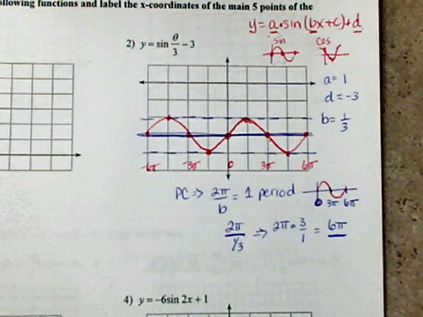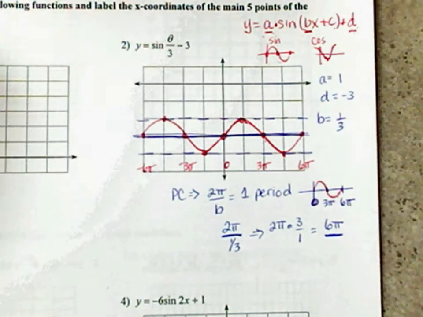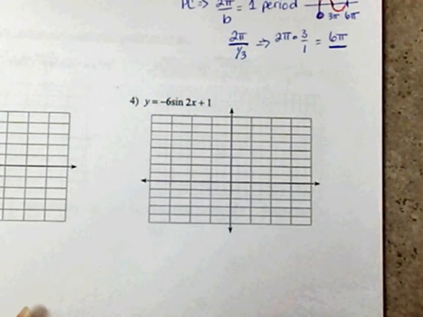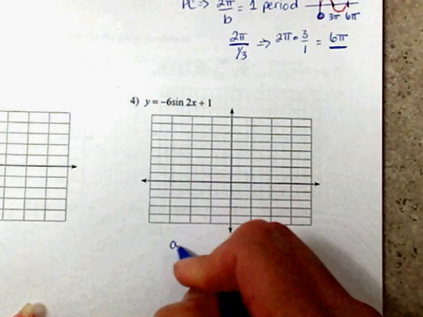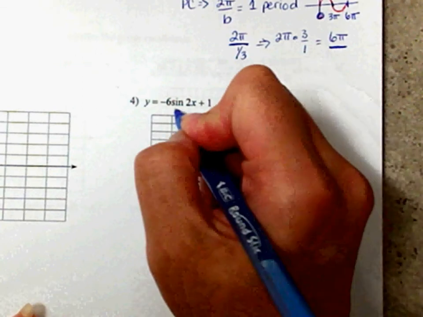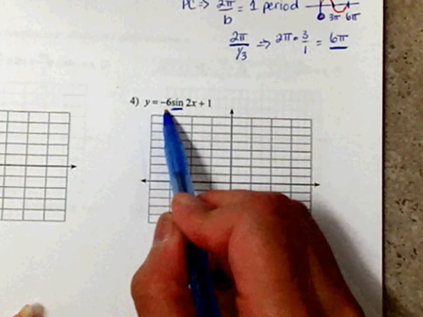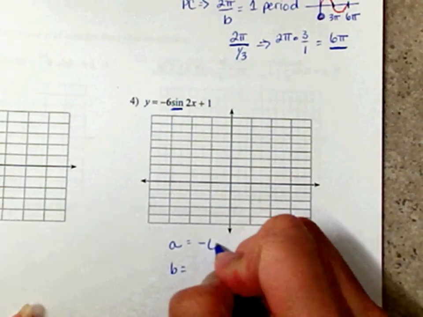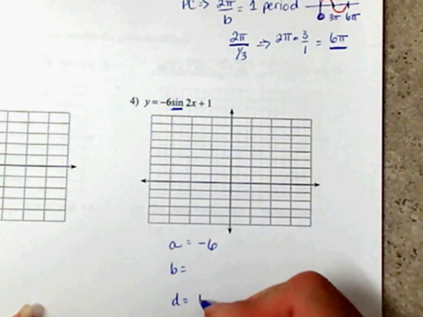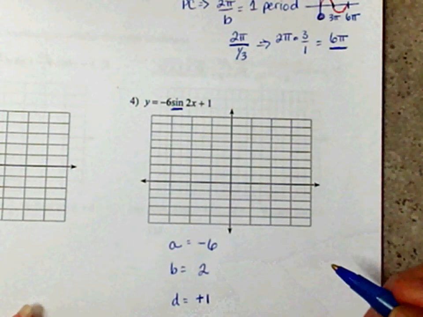Number 4. We will refer back to this a lot, so if I were you, I would write this down. Number 4, okay? The things that we need. Here we go. We need an A, we need a B, and we need a D. And we know we are graphing sine. Our A is -6. Your D is, D as in dog, is +1. Our B is 2, okay? So we have that information.